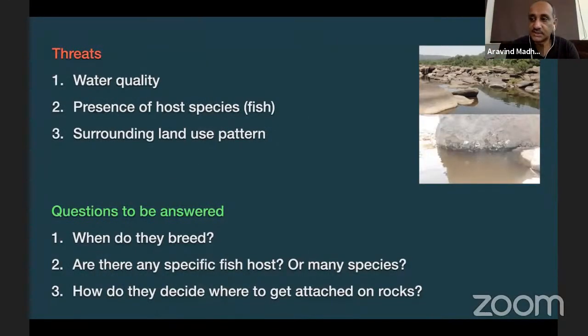So this species, as I told you, is facing severe threat from poor water quality. There is a lot of washing that takes place. Most of the rocky stretches of the rivers are points of high activity, be it for washing clothes or picnics and so on and so forth, and also the dumping of garbage from the towns or the villages.